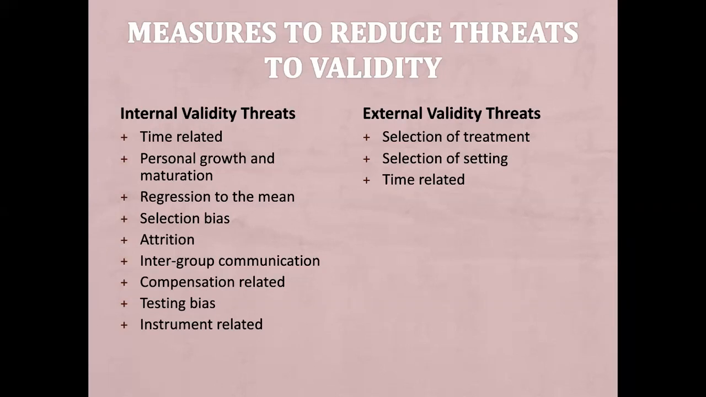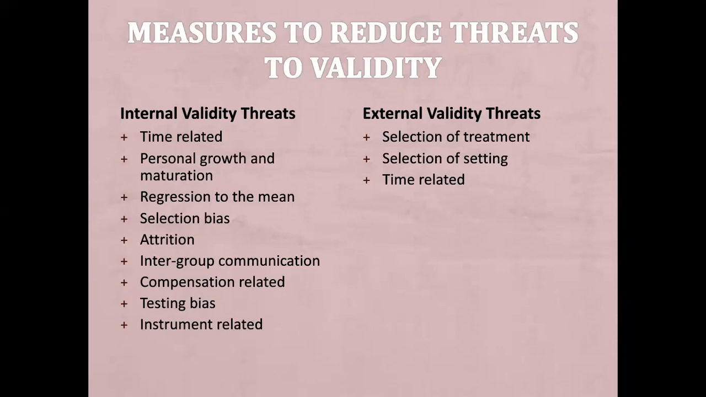We can have intergroup communication and compensation related issues. So, if people in the control group are talking to people in the treatment group and realizing that maybe one group has more benefit than the other, it can change the way that they respond to certain questions or the way that they participate in the study. So, to reduce any intergroup communication or compensation related threats, we would want to make sure that each group has equal benefit of participating and that we limit any communication between the two groups.